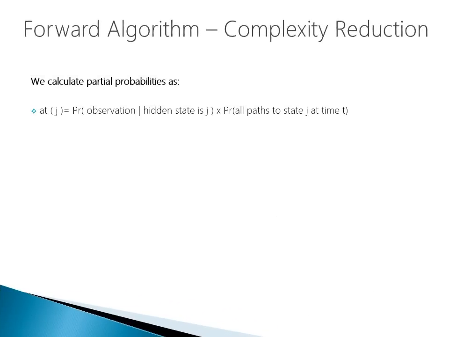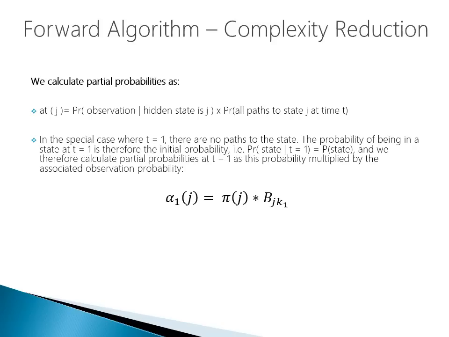We calculate partial probabilities differently in the special case where t is equal to 1, as there are no paths to the state. The probability of being in a state at t equals 1 is therefore the initial probability, i.e. the probability of the state where t equals 1 is equal to the prior probability of the state. And we therefore calculate partial probabilities at t equals 1 as this probability multiplied by the associated observation probability.